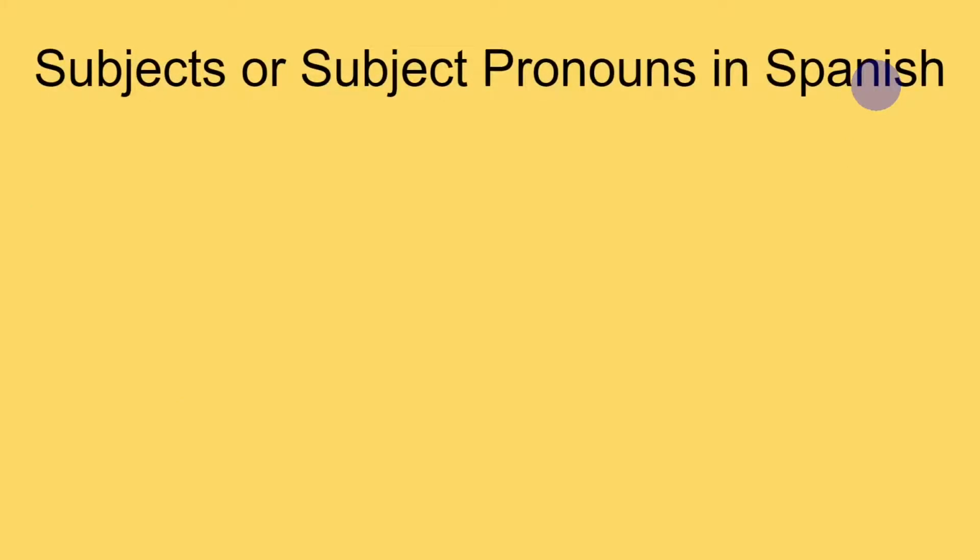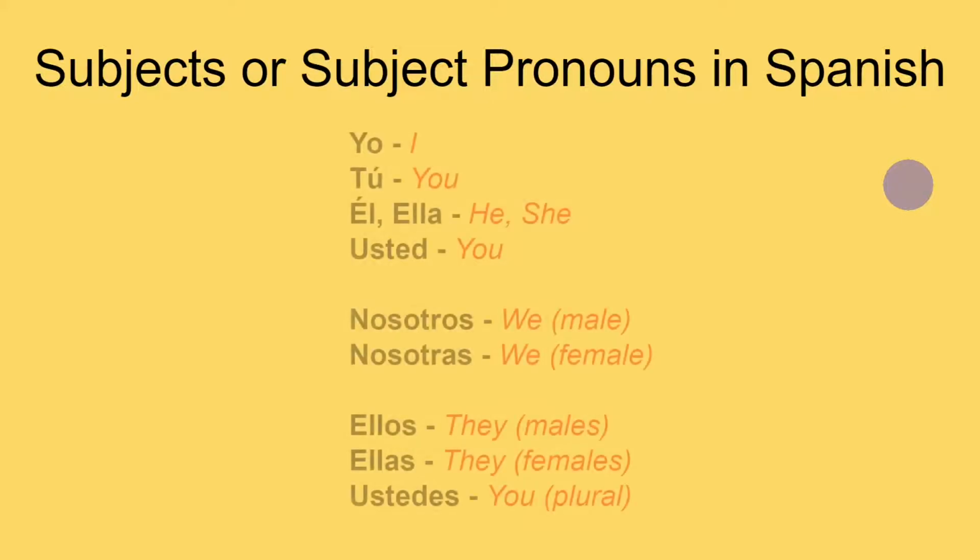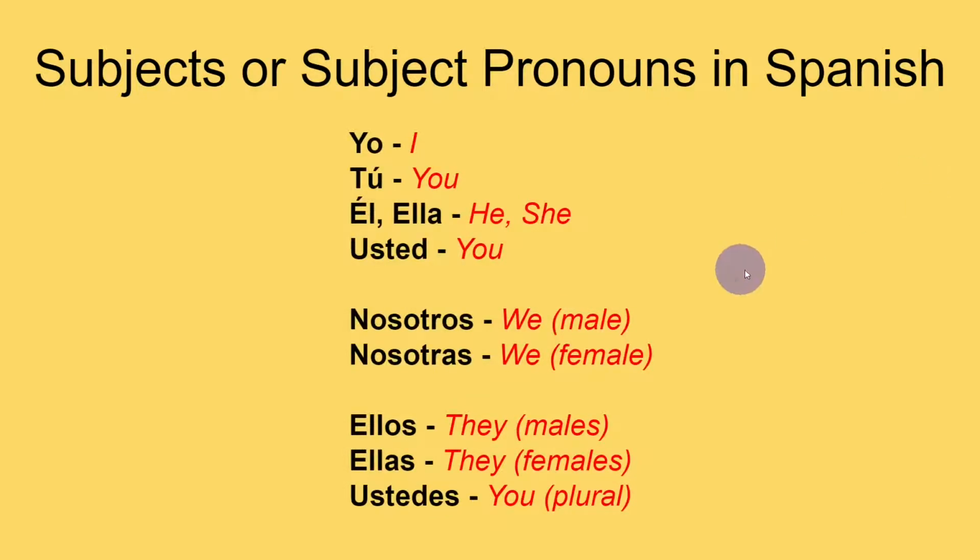Okay, so subjects or subject pronouns in Spanish are as follows. I already gave a class on this, so if you want to go back to it, you can, because I'm just going to go real quick on this one here. So, yo is I, tú is you, él is he, ella is she, usted is you in a formal form.